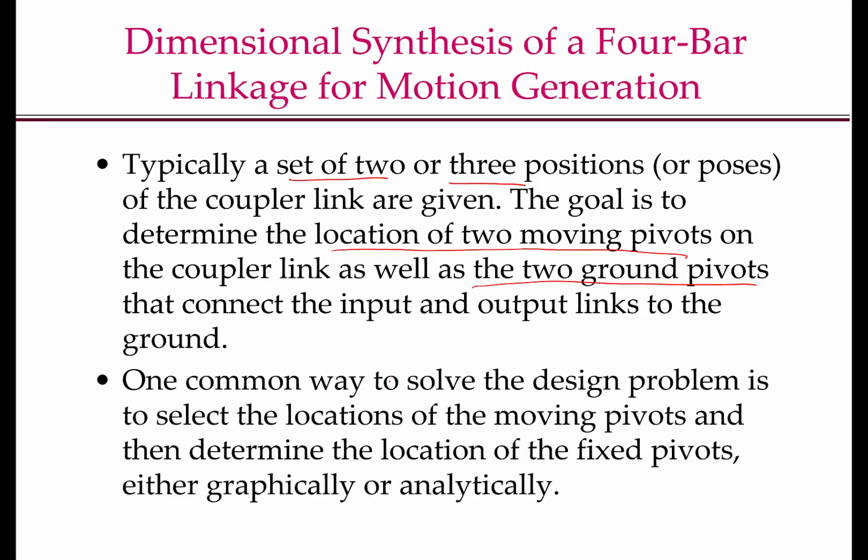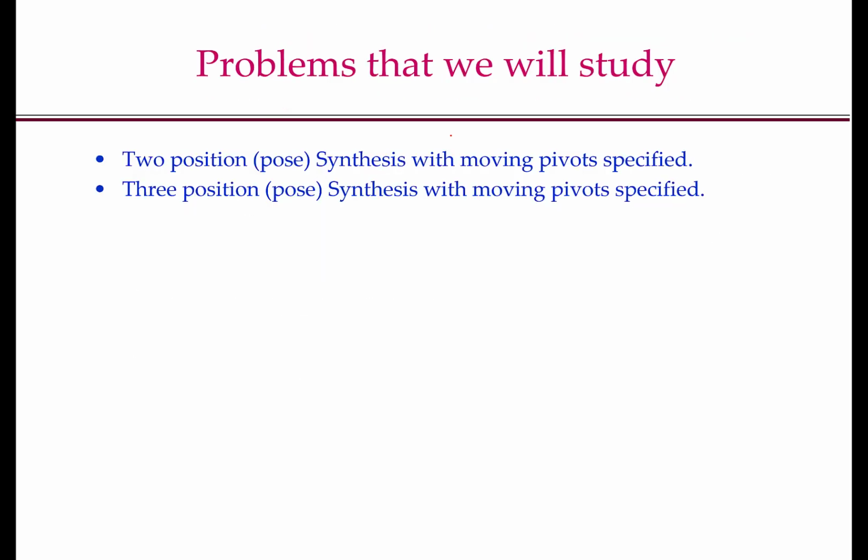One common way to solve the design problem is to select the locations of the moving pivots and then compute the location of the fixed pivots either graphically or analytically. We will look at the graphical method in this module and we'll look at the analytical methods later. We will study 2 problems. First, we'll study the 2-position synthesis problem, and then next we will study the 3-position synthesis problem.